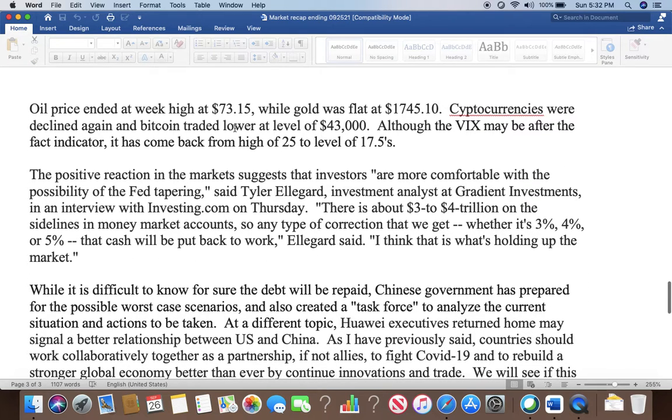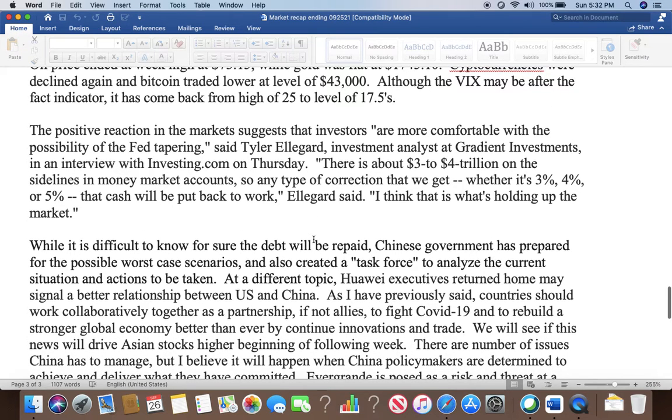Oil price ended at 73, just covered. Gold was flat at 1745. Cryptocurrency declined again. Bitcoin traded low at the level of $43,000 at the moment. Although after the Fed, the fear indicator also came back from the high of 25 to the level of 17.5, meaning that there were actually more purchases than selling pressure.